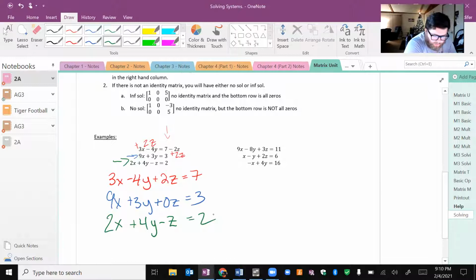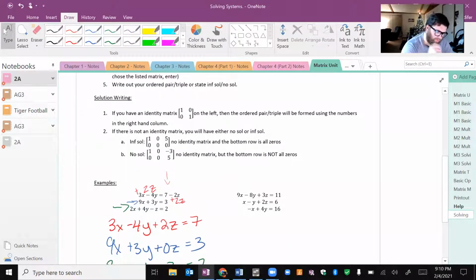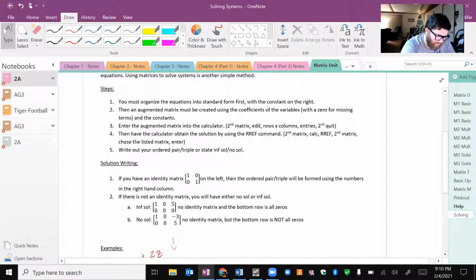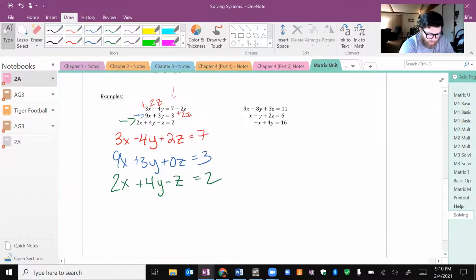Okay, so we're done, right? All those are in standard form: my x's over x's, y's over y's, z's over z's, numbers over numbers. Numbers are on the right side of my equal sign. Done, first step. Okay, now we've got to do an augmented matrix.